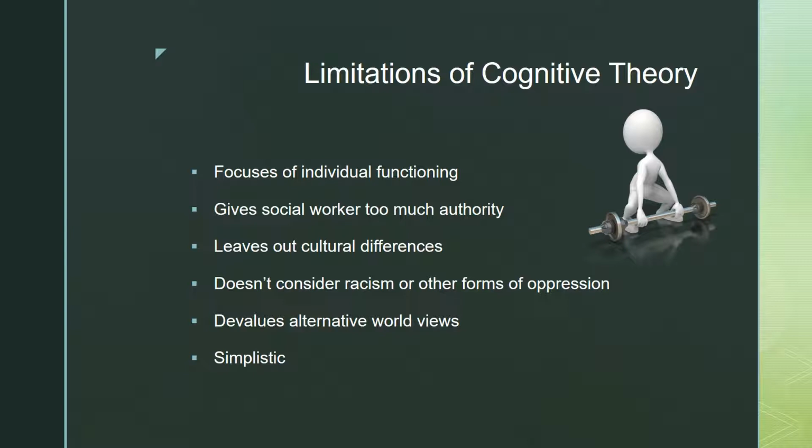Another limitation mentioned by Langer and Leitz is that the methods in cognitive theory give the social worker too much authority. Hayes recognized that another major limitation is that cognitive theory focuses on the present, which leaves out the cultural differences in upbringing and world experiences that may not be apparent to a social worker of a different culture. It also doesn't consider the impact of racism or other forms of oppression that can affect the client.